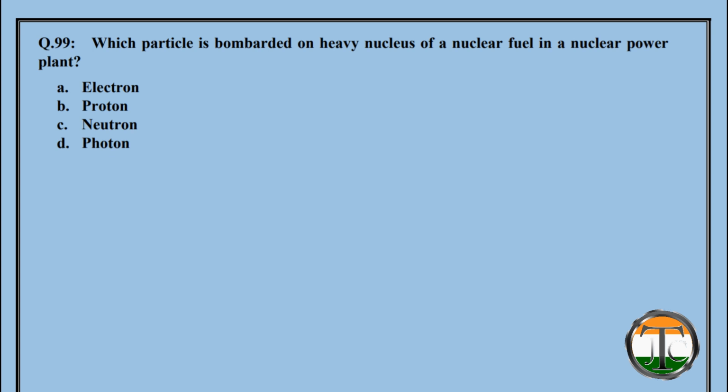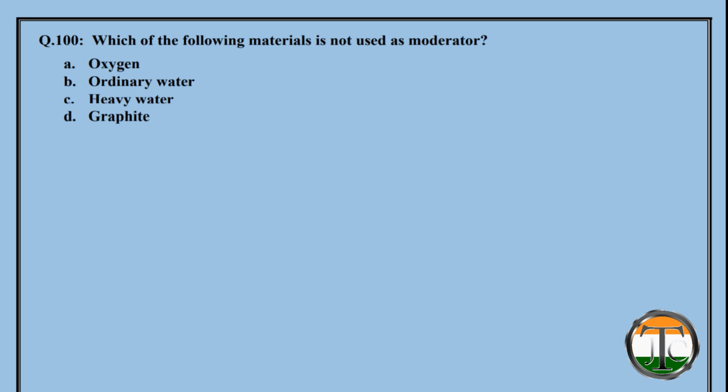So here option C is the right answer, that is neutron. Then the question number is 100: which of the following materials is not used as a moderator? Option A is oxygen, option B is ordinary water, option C is heavy water, and option D is graphite.